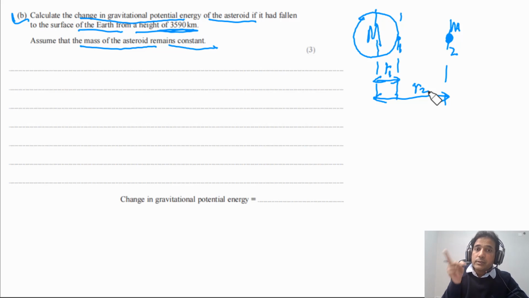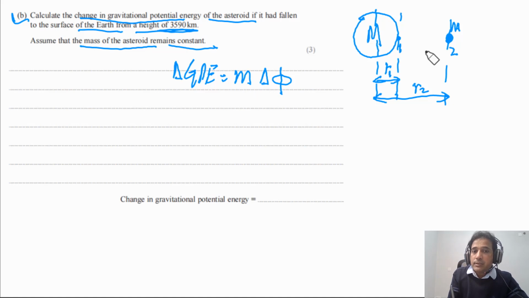So we need to find the change in gravitational potential energy. Simply we can say delta GPE has to be equal to m times the change in potential, where m is the mass of the asteroid.